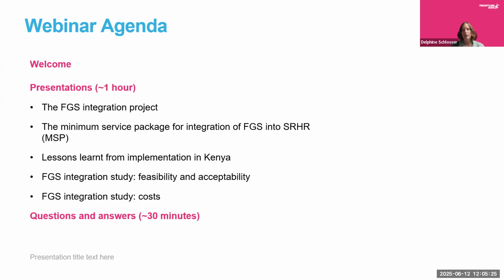First of all, we will have Liora Pile to present. Liora is Frontline Aid's advocacy lead for HIV prevention, and she's led Frontline Aid's global advocacy work on FGS integration for the past 3 years. Currently, Liora is also the co-chair of the FGS integration group, or FIG, and she's played a crucial role on this project, including by leading the development of the minimum service package, which is what she will present today after the introduction.